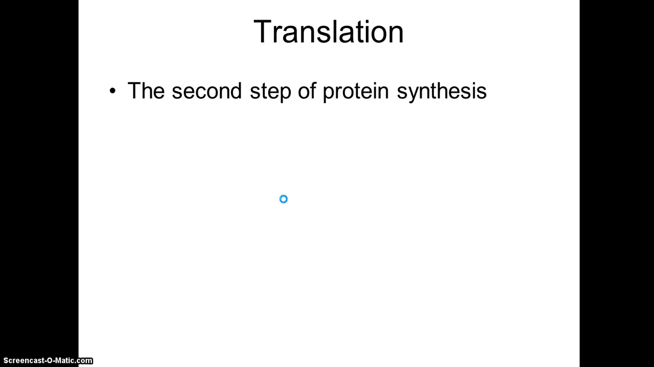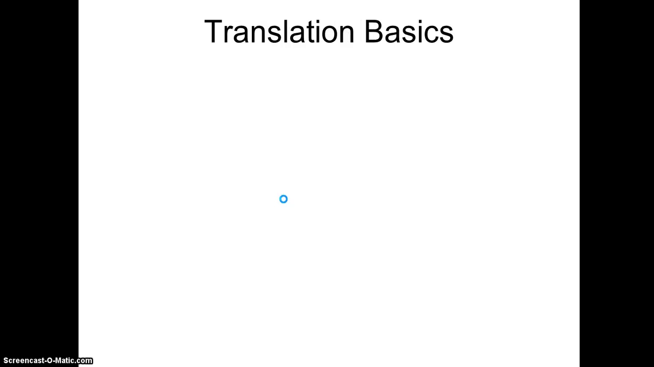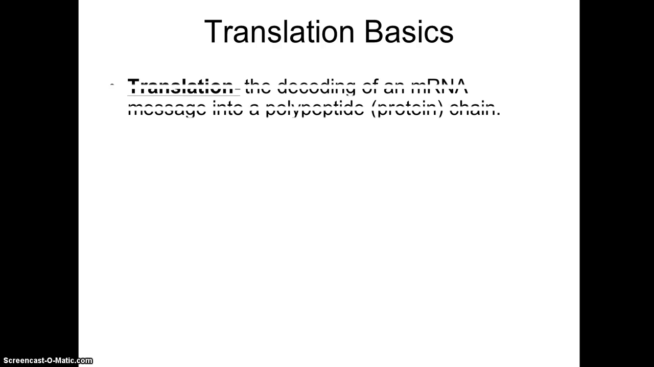Alright, we'll start on this. We have a couple minutes here. Translation is the second step of protein synthesis. Some basics. Here's a definition for you. It's the decoding of an mRNA message into a protein chain. Maybe even we should say an amino acid chain there.